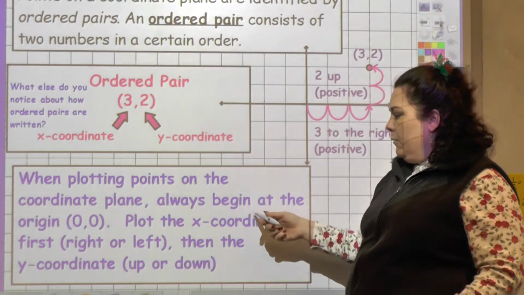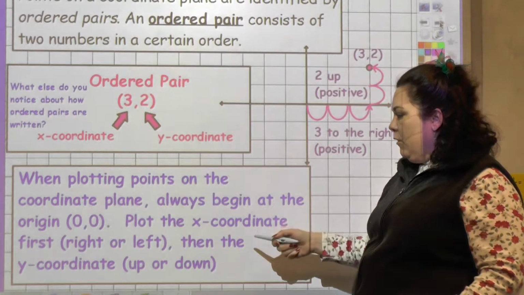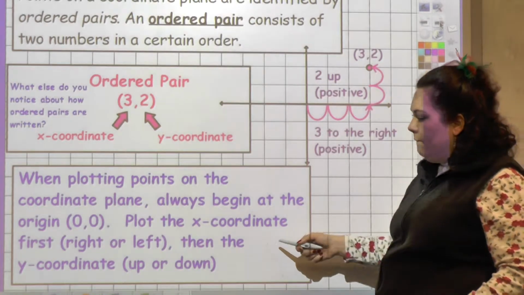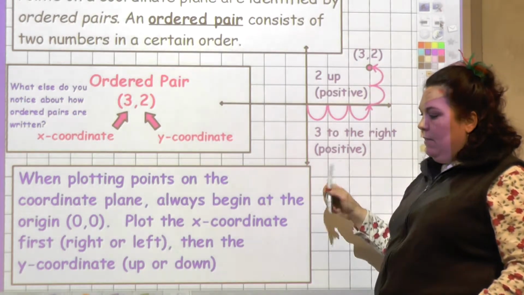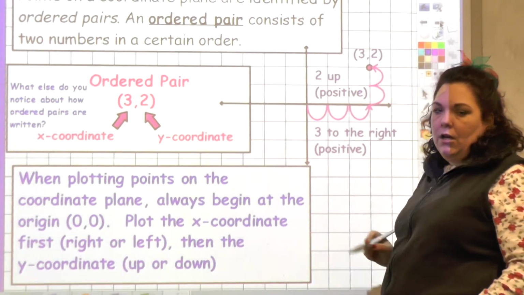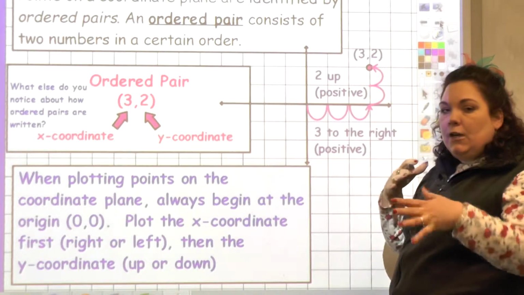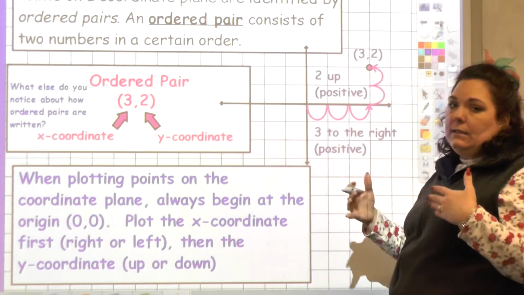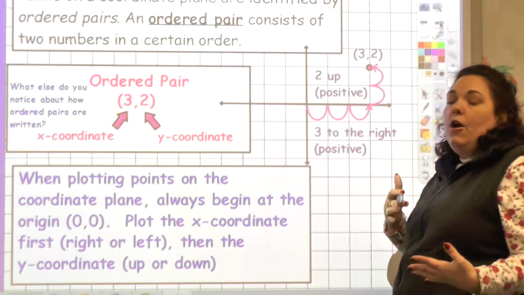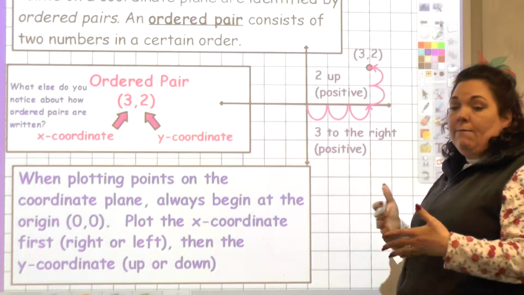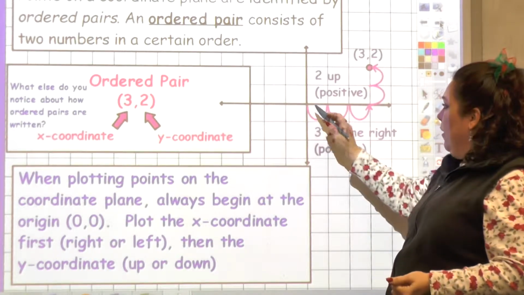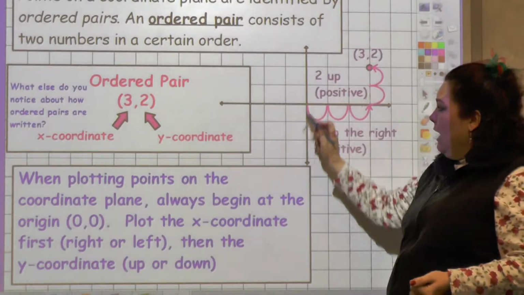When plotting points on the coordinate plane, always begin at the origin, 0, 0. Plot the x-coordinate first, right or left, and then the y-coordinate up or down. So you have to go along the x and then along the y, whether it's positive or negative, and follow those numbers. So always x first and then y.